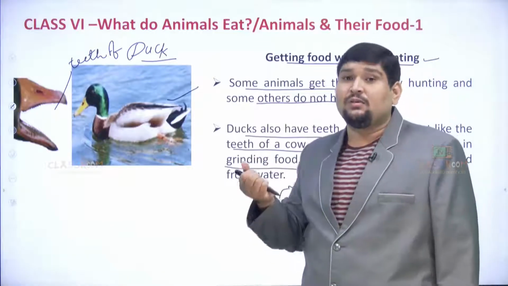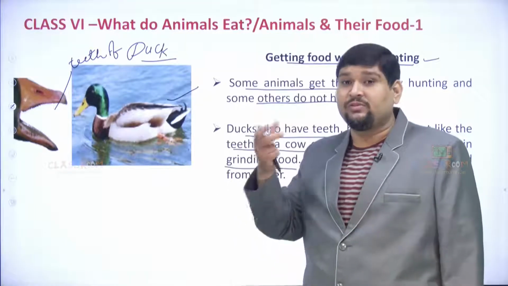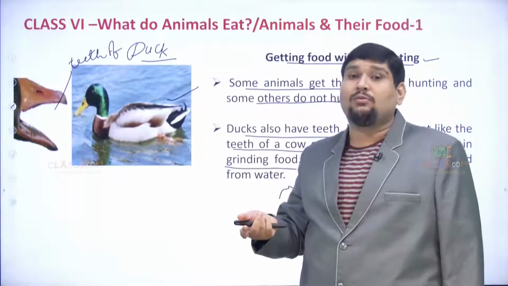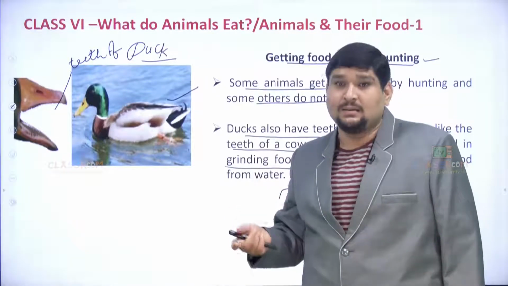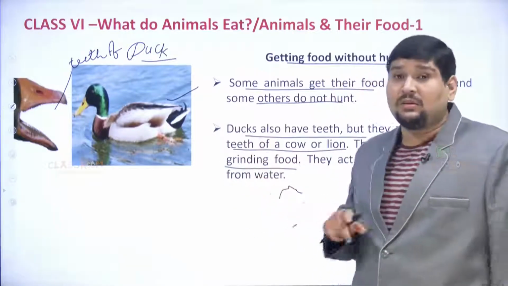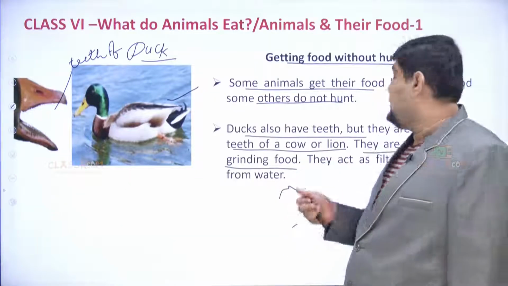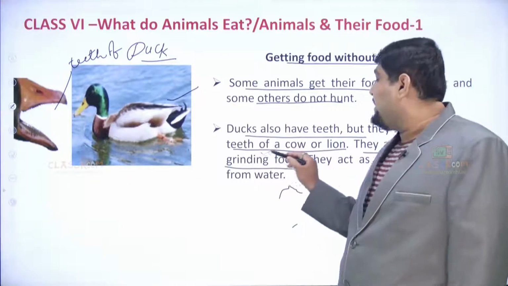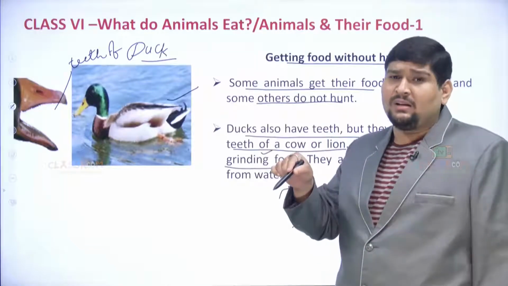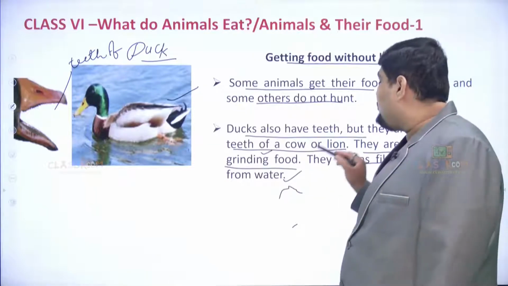Whereas in the case of cows and buffaloes, they first take the food and swallow it, then bring the food back to their mouth and start chewing it. That is what we call grinding. But ducks, though they have teeth, won't chew the way a cow or a lion does. They won't grind or keep on chewing the food. They just take the big pieces and have them. They act as filters to get food from water.